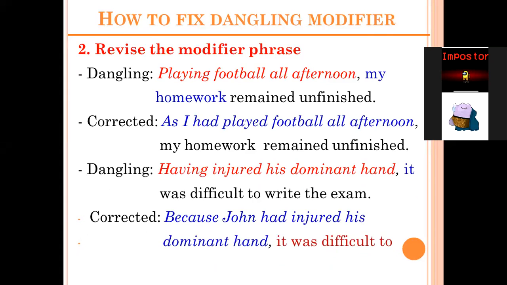Having injured his dominant hand, it was difficult to write the exam. And then, for the correction, I keep it the same. I just revise only the modifier phrase here by saying that because John had injured his dominant hand, it was difficult to write the exam. So that is another way that we can do it.